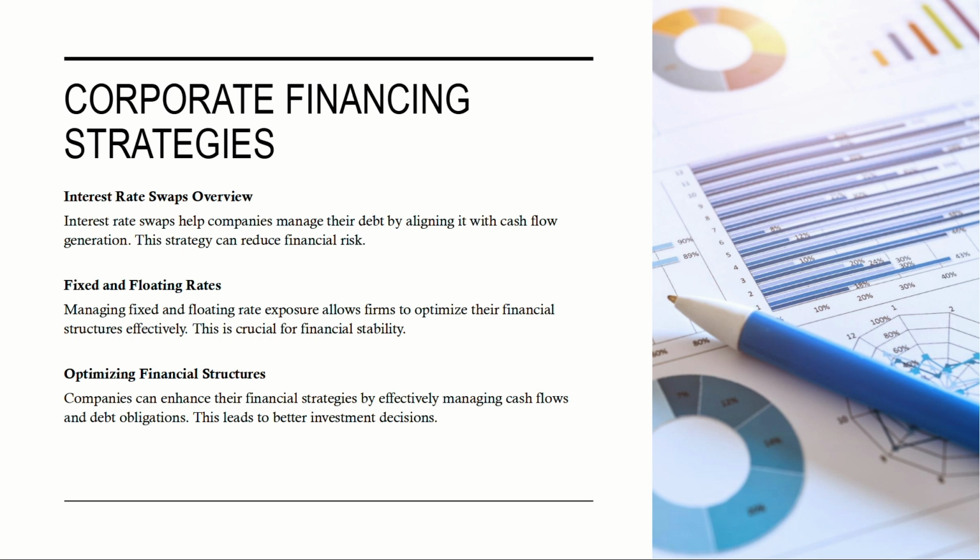Corporate financing strategies. Interest rate swaps overview. Interest rate swaps help companies manage their debt by aligning it with cash flow generation. This strategy can reduce financial risk. Fixed and floating rates. Managing fixed and floating rate exposure allows firms to optimize their financial structures effectively. This is crucial for financial stability. Optimizing financial structures. Companies can enhance their financial strategies by effectively managing cash flows and debt obligations. This leads to better investment decisions.